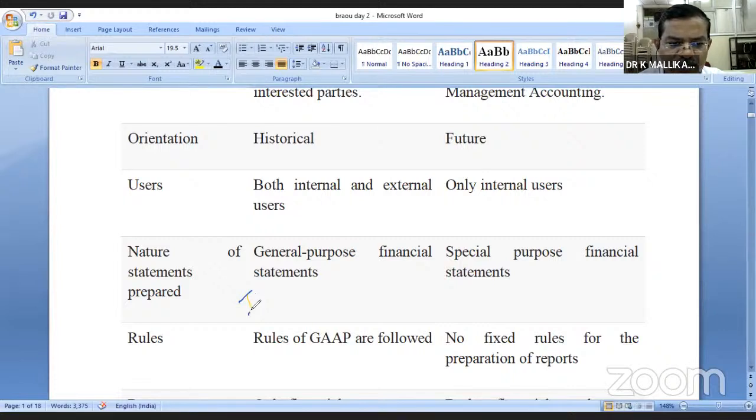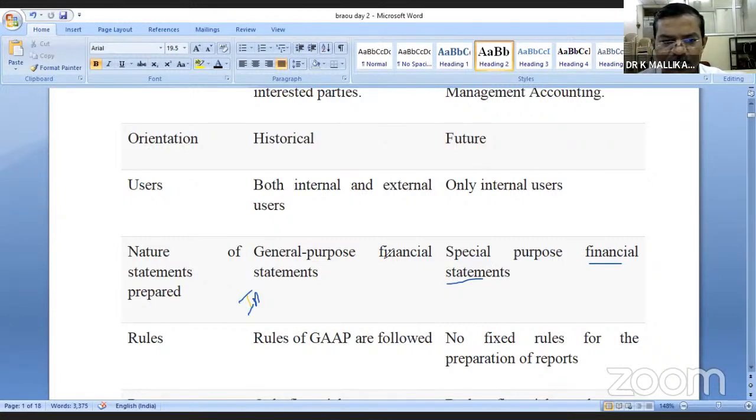It is the income statement and balance sheet. This is general purpose, right? Whereas for management purposes, specific financial statements are prepared, like the comparative statement, common size statement, and trend analysis. We also prepare the cash flow statement, fund flow statement, and changes in working capital statements. We prepare various statements, right? It gives businesses an idea for taking decisions.